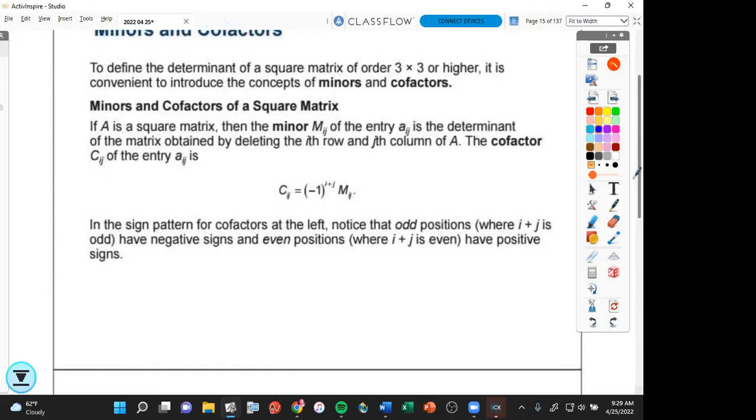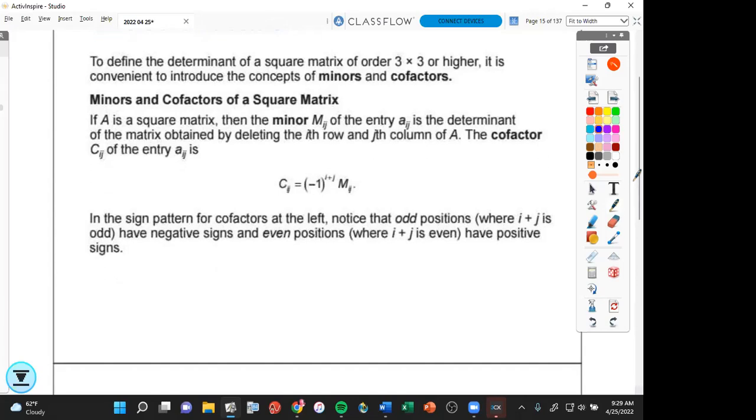In the sign pattern of cofactors that we're about to see, I'll just show you the sign pattern. Stop listening after cofactors and minors. I don't like to associate with people that are adults. And minors. Okay. That is a very important little chart right there.